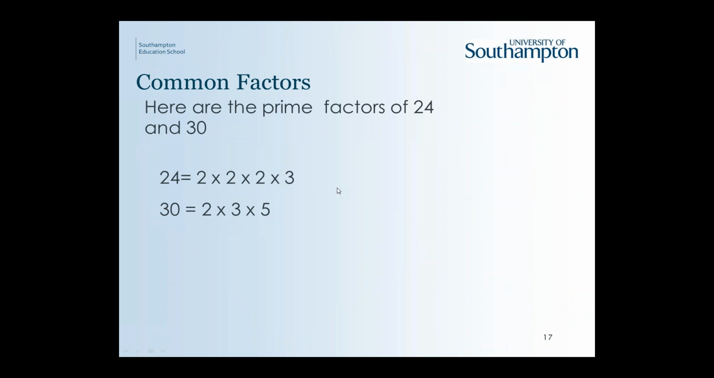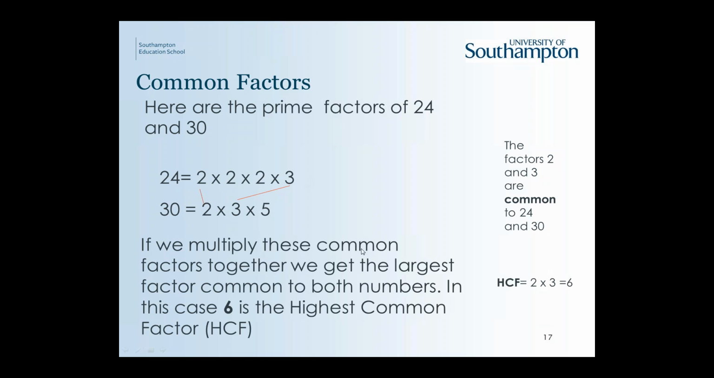I was just talking about highest common factor because we need to do that before we get to the Venn diagram. If we think about the prime factors of 24 and 30, 2 times 2 times 3 is 24. 2 times 3 times 5 is 30. The factors they have in common are a 2 and a 3. So if we multiply those two that they have in common together, we get the highest common factor. So the highest common factor is the largest number that will divide into both of them.